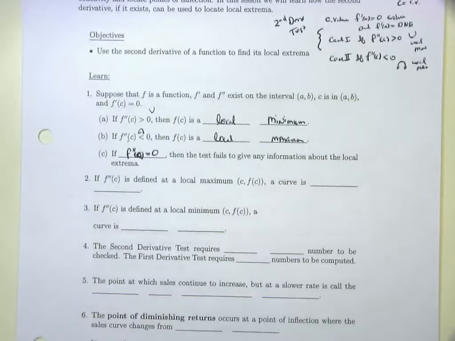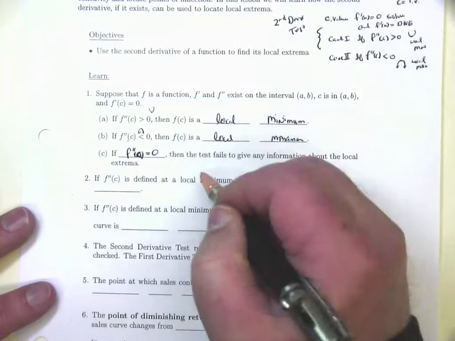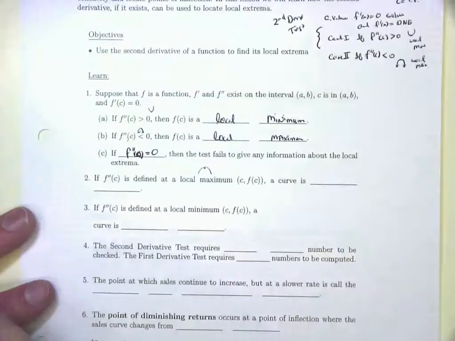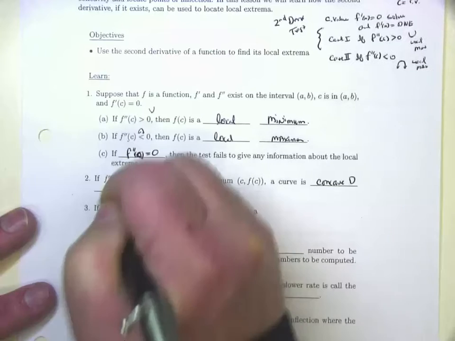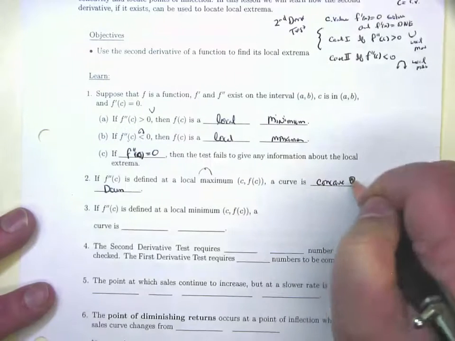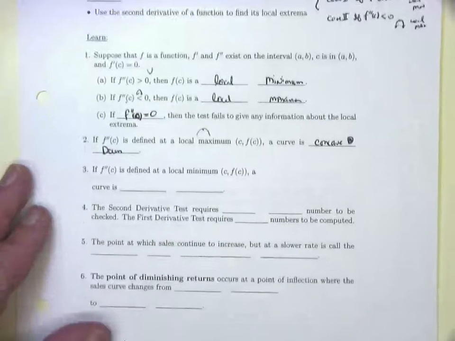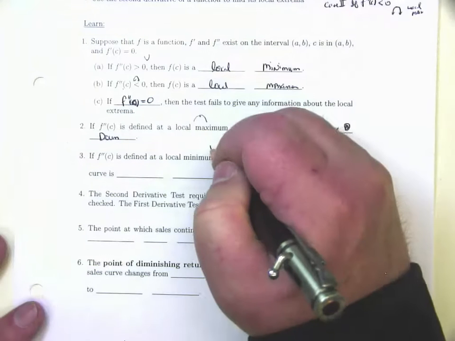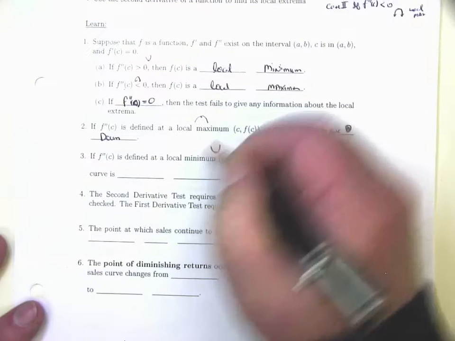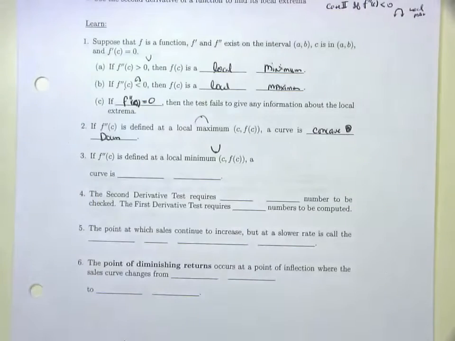Number 2, if f double prime is defined at a local maximum at the point c, f of c, the curve is which way? If you have a local maximum, the maximum is going to be at the top. What kind of concavity do you have? Concave down. We're down over here. Concave down. So it makes sense? And similarly, if f double prime of c is defined at a local minimum, it's going to be like this. In terms of the concavity of the curve, this is going to be concave up.